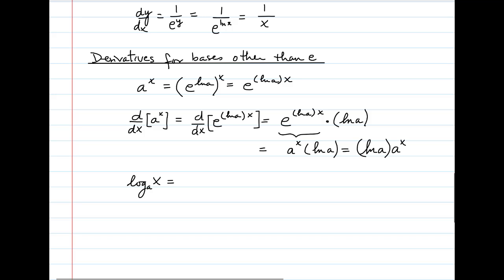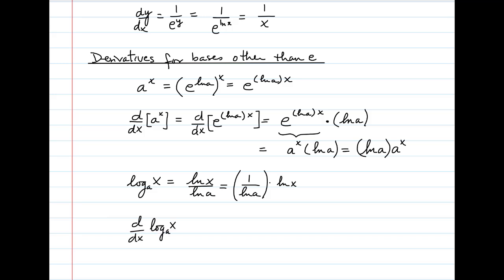Similarly, for a logarithm of a different base other than e, we could use, if you remember, change of base. This log base a of x is equivalent to ln of x over ln of a. Then I can rewrite this as 1 over ln of a, because ln of a, again, a is a constant, right? So that's just a number. This is a constant times ln x. So if I take the derivative of this log base a of x, that's equivalent to taking the derivative of this whole thing right here.